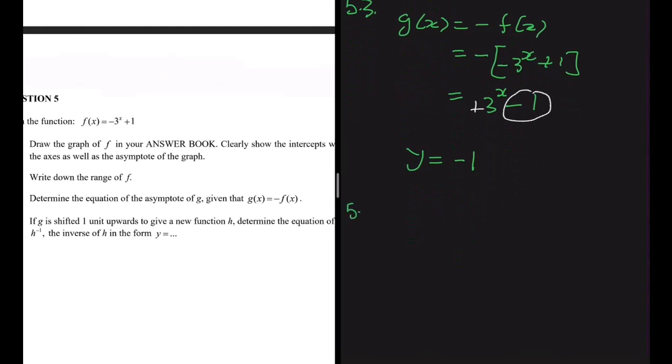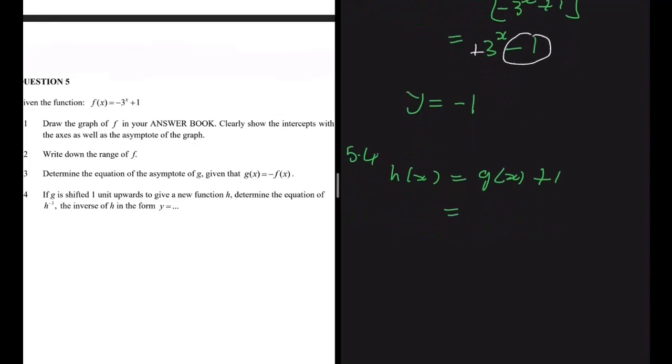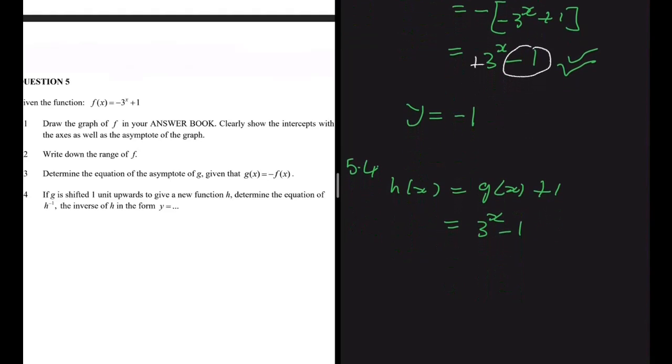Let's move to 5.4. If g is shifted 1 unit upwards to give a new function h, determine the equation of h inverse. So let's just go ahead and say that h of x is equal to g of x plus 1, right? That's how we shift it upwards. If we were shifting it downwards, we would say minus 1. So h of x is equal to 3 to the power x minus 1. Let's not forget the equation of g of x is right here, and then everything plus 1.